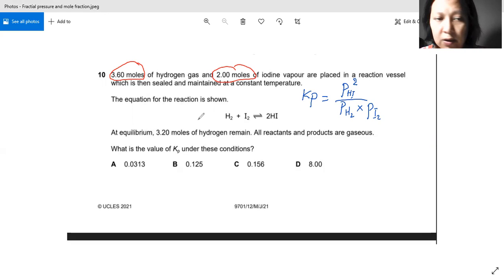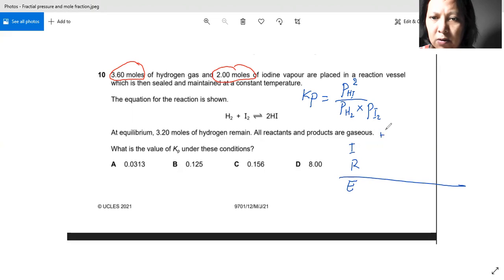Now, after the reaction, it means at equilibrium, 3.20 moles of hydrogen remains. So all reactants and products are gaseous. What is the value of Kp under this condition? We have to know first the partial pressures of those gases. So we can say at the beginning or initial, and then reaction, and then equilibrium, for hydrogen, iodine, and hydrogen iodide.